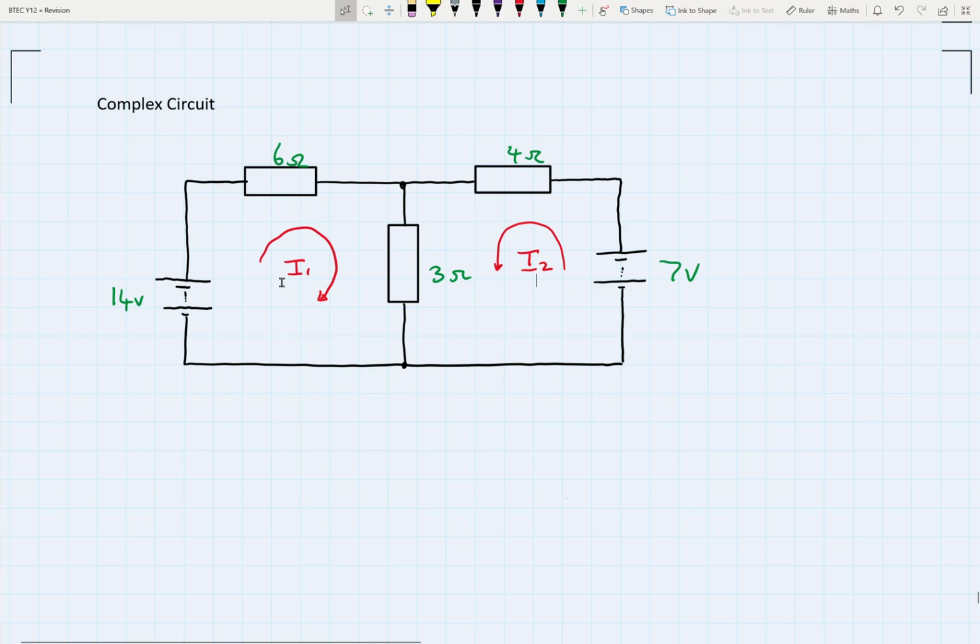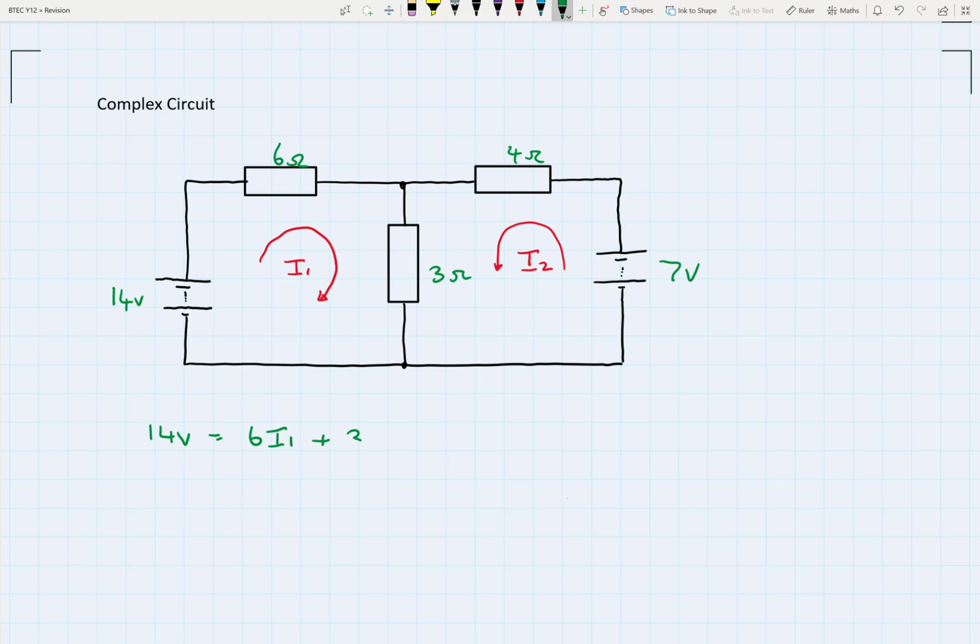Okay, so now we've done that, we need to establish what's in each of the loops. In the first loop we've got 14 volts, and then what's that equal to? Well, it's going through a 6 ohm resistor, so 6I1. Why? Because resistance times current equals voltage. Remember, Kirchhoff's law: all the voltages should add up across the components. Then we're going round, following the loop round.